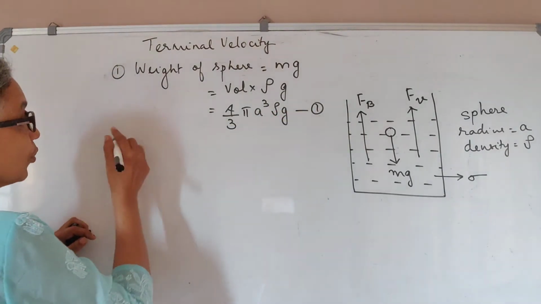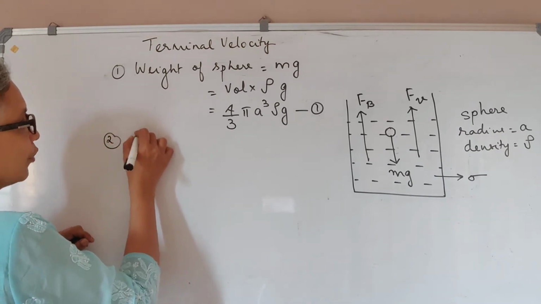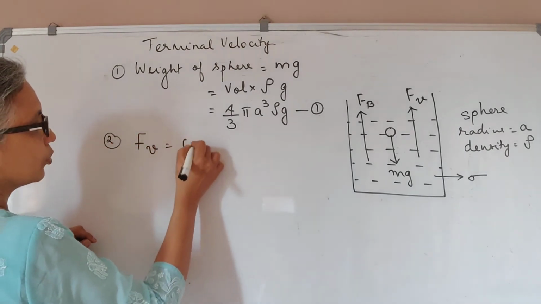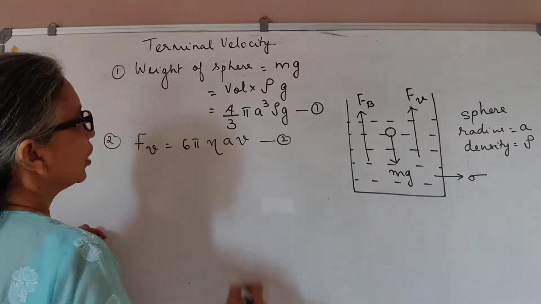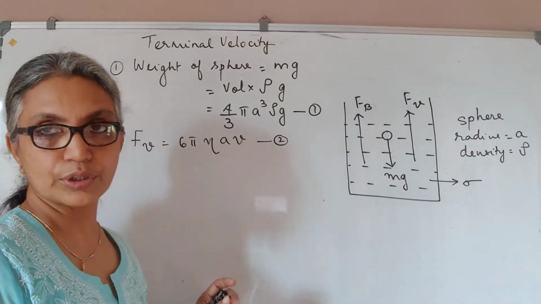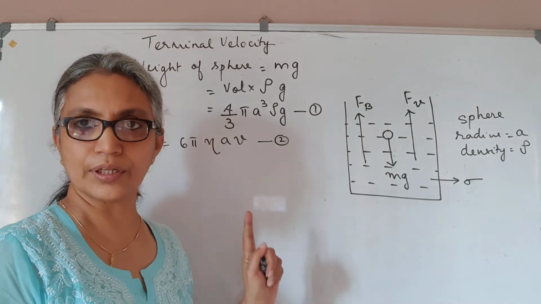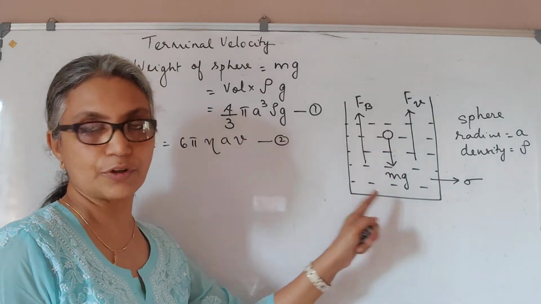Then there is the viscous force, which is Fv, we just saw, that is equal to 6 pi eta a into v, second equation, where eta is the coefficient of viscosity, a is the radius of the sphere, v is the velocity with which it is falling.